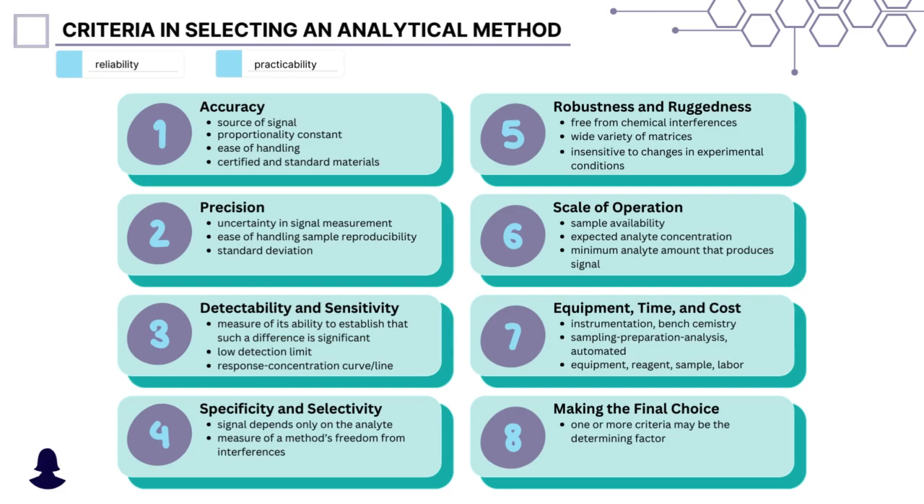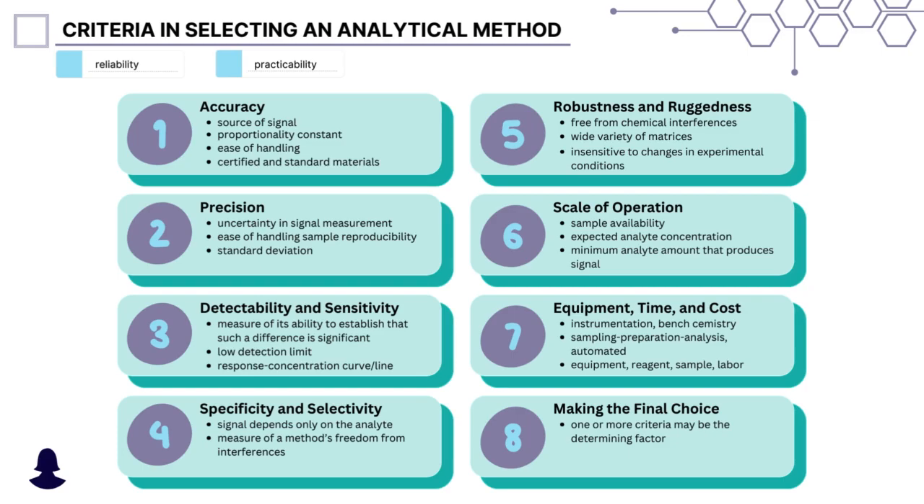Another way to narrow the choice of methods is to consider three potential limitations: the amount of sample available for the analysis, the expected concentration of analyte in the samples, and the minimum amount of analyte that will produce a measurable signal. In other words, scale of operation takes into account how large the samples will need to be and if they are capable of being carried out on the technique used.